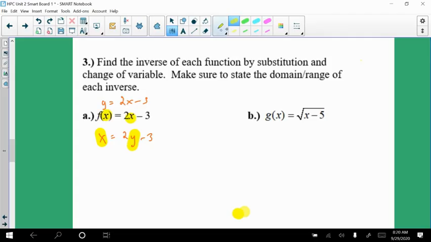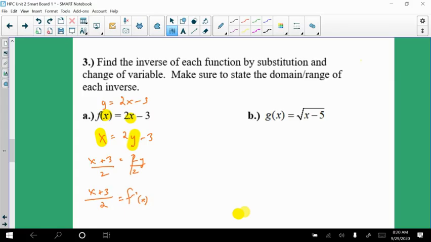Okay, so once you do that, now you just solve. Get y by itself. So I might add 3 to both sides and then divide by 2. And so whether you leave it like this or as 1/2 x plus 3/2, it doesn't matter. But since it's an inverse, we should probably use the inverse notation. So instead of calling it y, call it the inverse function, okay?